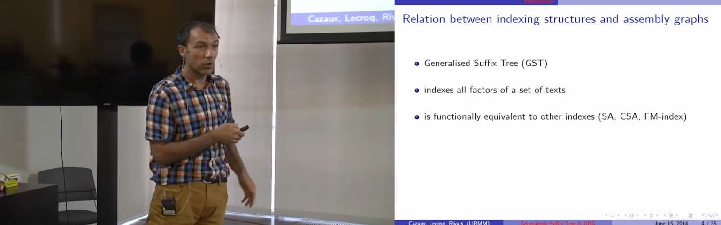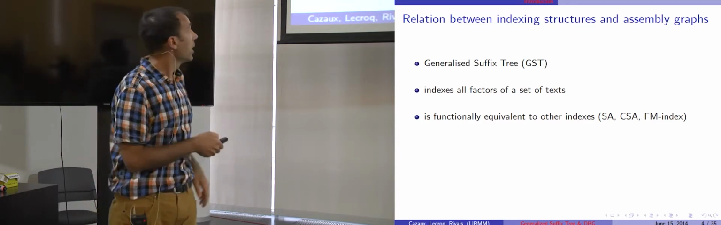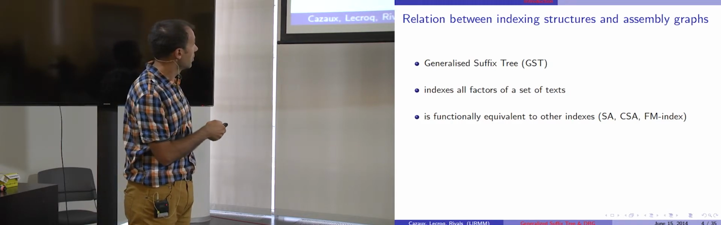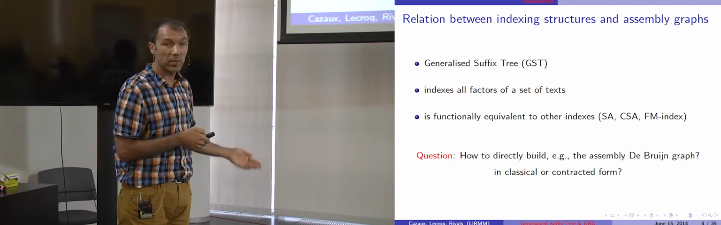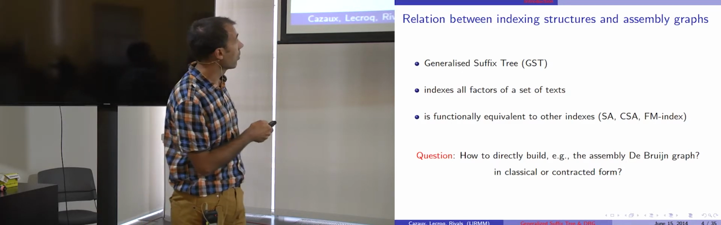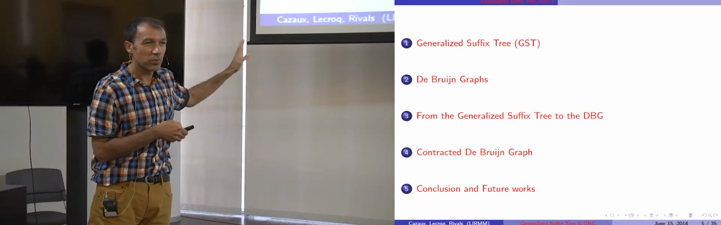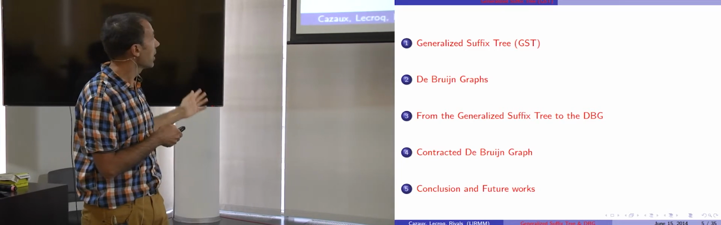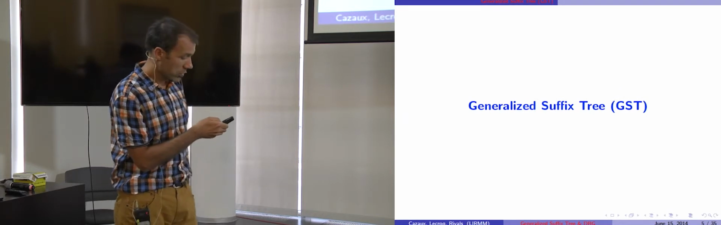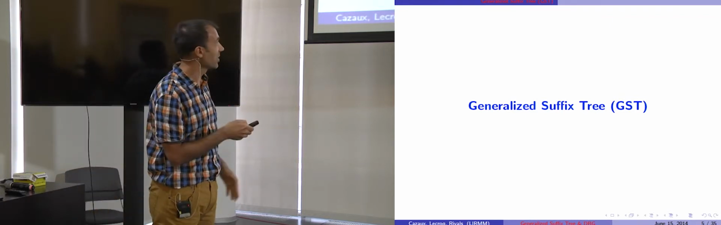So our problem is that you are given a generalized suffix tree for the input set, which is a set of words, and it indexes all the factors of the set of texts. And we have the question: how do we build directly the assembly de Bruijn graph from this data structure, in uncontracted or contracted form? So this is our problem. I will reintroduce slightly the suffix tree and the de Bruijn graph, go to the algorithm afterwards, and make some conclusion in the end. We already had two introductions of the suffix tree thanks to previous speakers, especially yesterday.